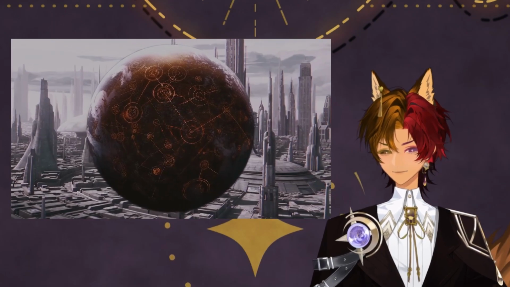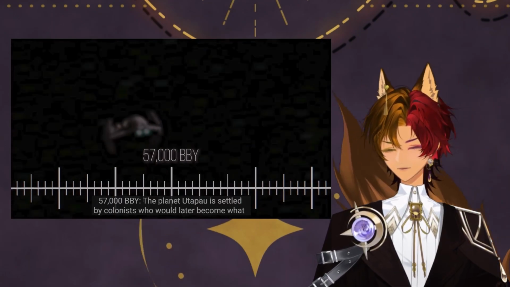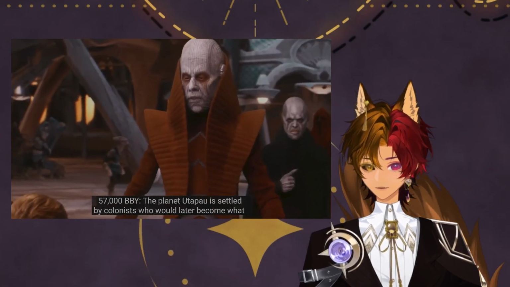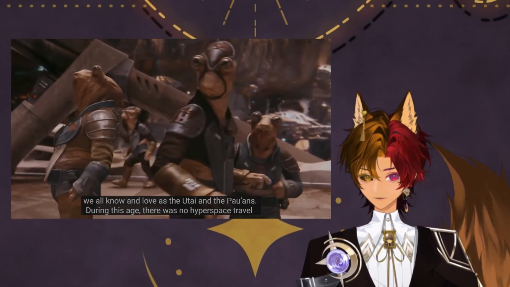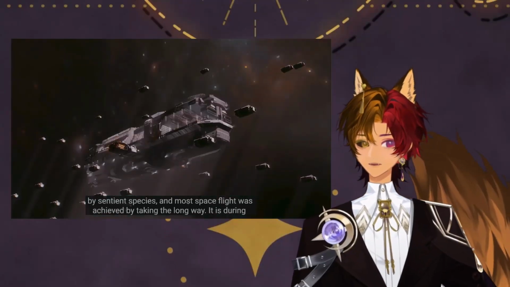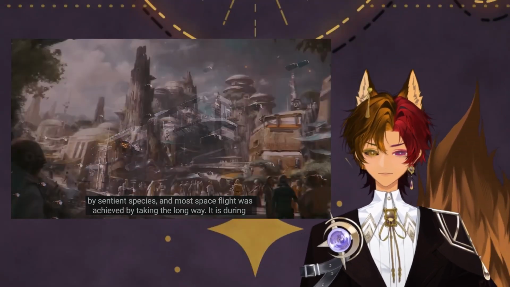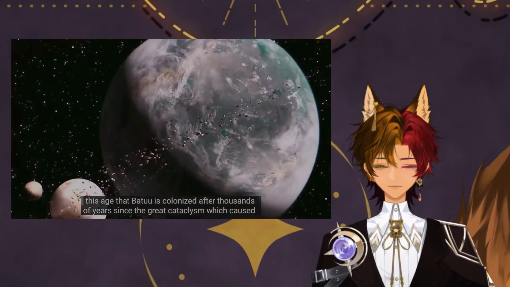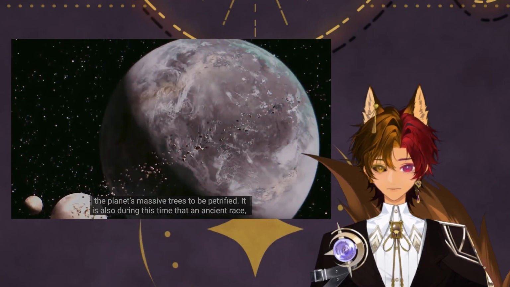I think that's how it's pronounced. 57,000 BBY. The planet Utapau was settled by colonialists who would later become what we all know as the Utai and the Pau'ans. During this age, there was no hyperspace travel by sentient species, and most spaceflight was achieved by taking the long way. It's during this age that Batu is colonized after thousands of years since the Great Cataclysm, which caused the planet's massive trees to be petrified.